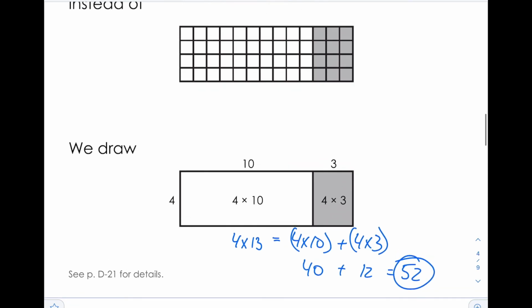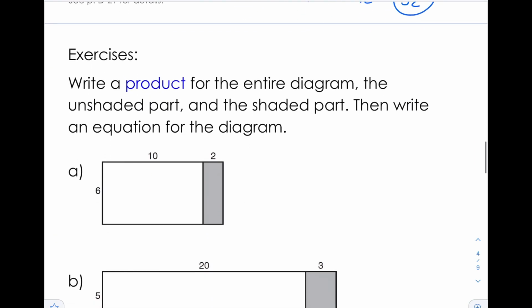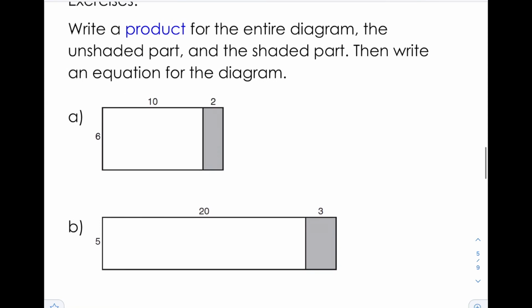So just another way to draw the diagram. Both are correct. Just the second way might be a little quicker and easier. You decide which way works for you. Okay, so try these two examples. Come back when you are ready.